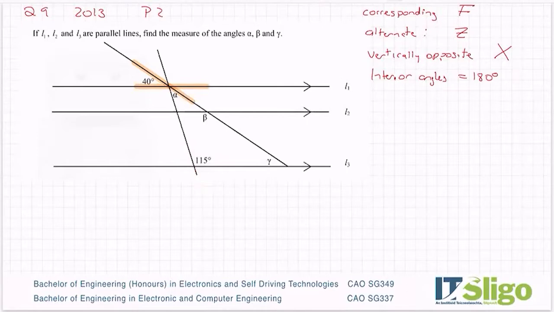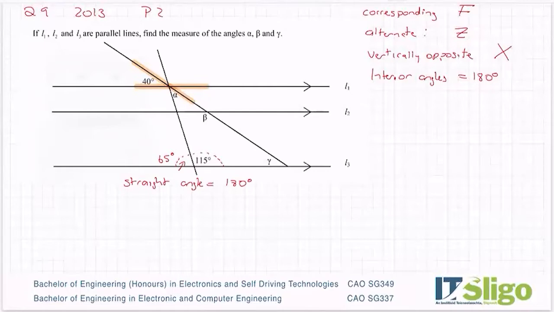Well, what you can always do with a 115 on a straight line is find the other angle, so this is a straight angle. And remember, a straight angle is 180 degrees. So if I go into my calculator and go 180 minus 115, I get 65 degrees. So this angle here is 65 degrees. Do I learn much from that?